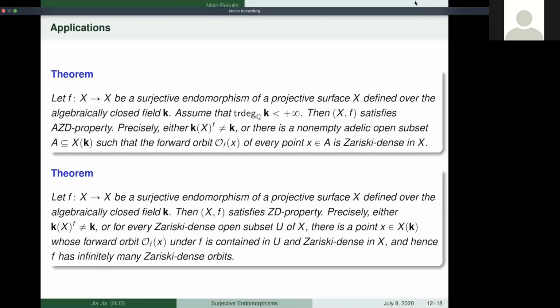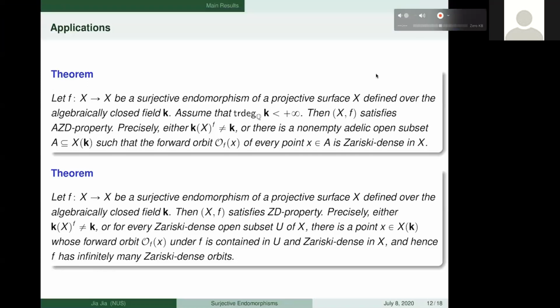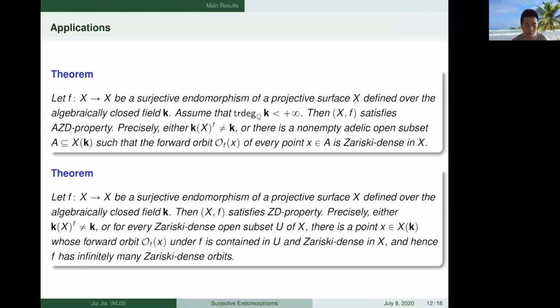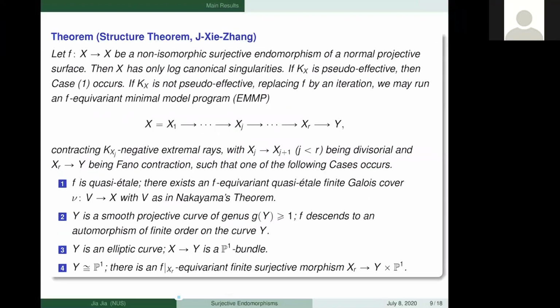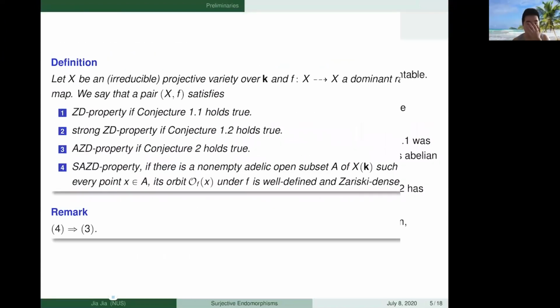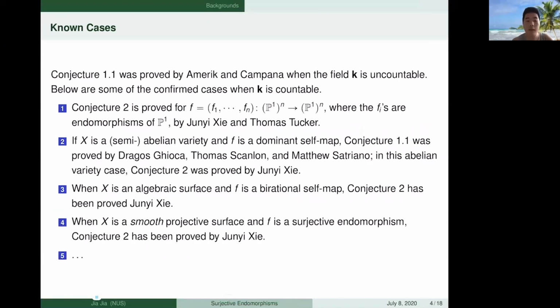Yeah, I have a question. So in this main theorem, now you don't assume F is a non-isomorphic surjective. We have this result proved by Jun Xie, when X is an algebraic surface and F is birational. So you don't cover his result. So in that case, you apply his result, right? Yeah, correct. Okay, thank you.